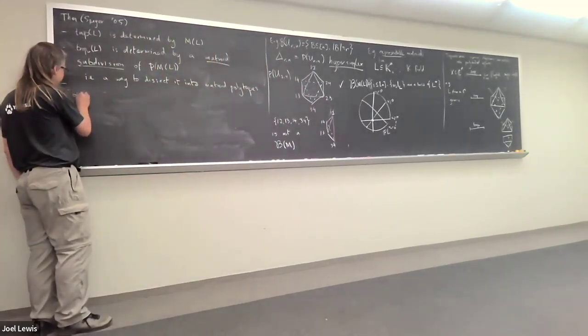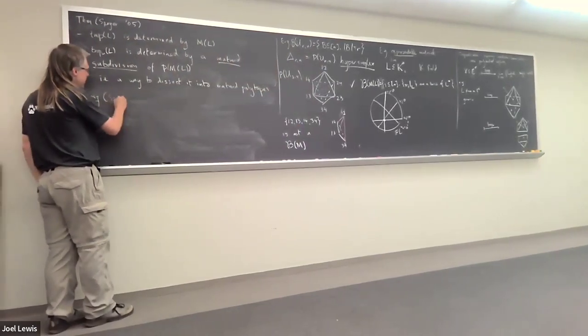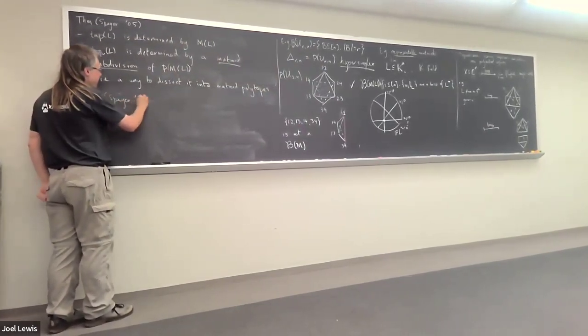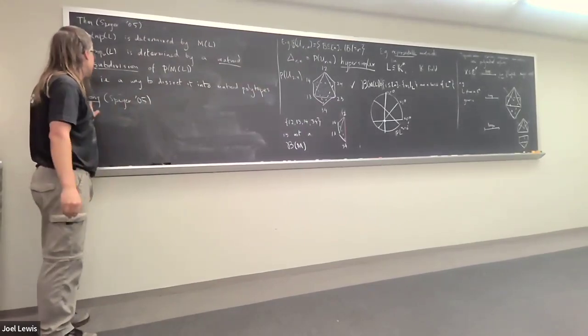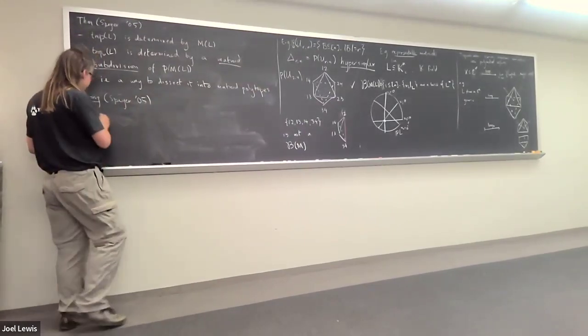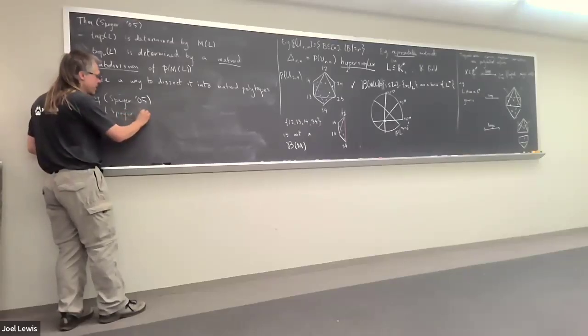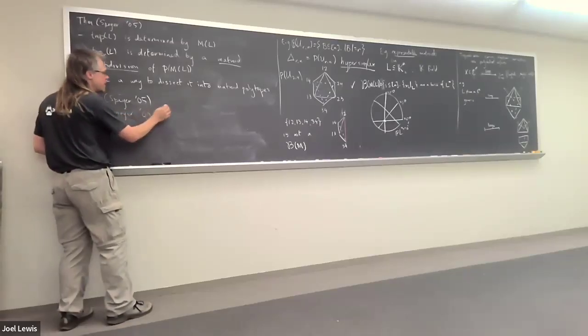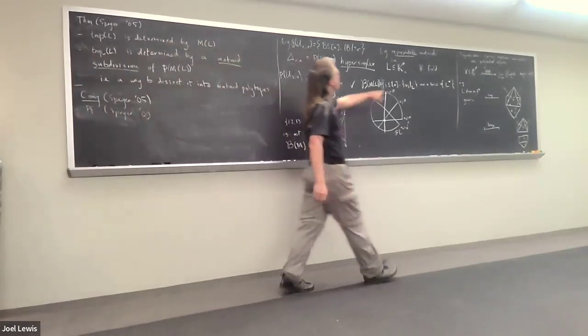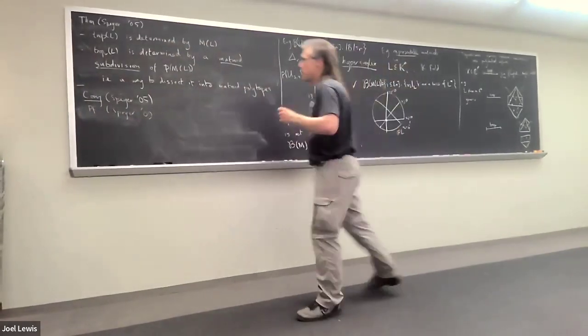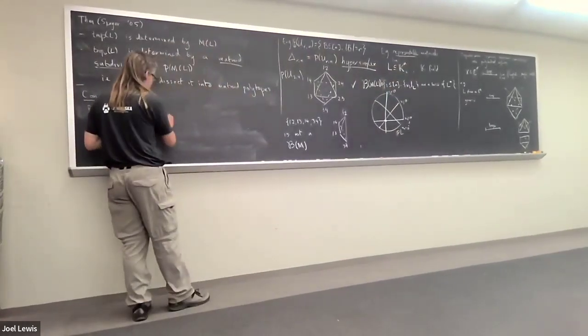So David conjectured this in 2005, and then he proved it, I think, in 2009, when your matroid is representable and the field is the complex numbers.